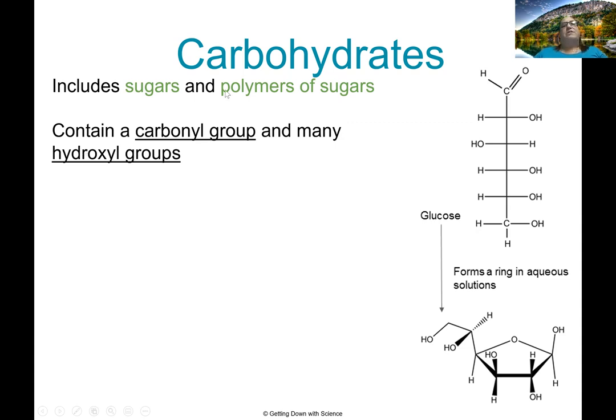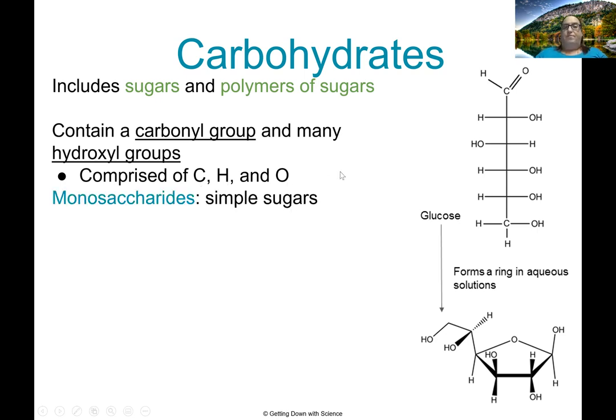So one of the characteristics we're going to find with carbohydrates is that they will contain a carbonyl group, right? And many hydroxyl groups. So you'll notice we have lots and lots of the OHs, and we have a C double bonded to an O. They are made up of carbon, hydrogen, and oxygen. And typically we refer to the ratio, we say it's a 1 to 2 to 1 ratio. 1 carbon, 2 hydrogens, 1 oxygen.